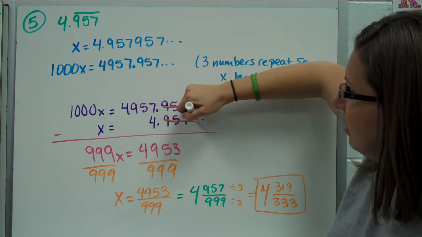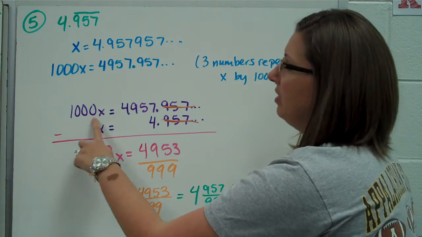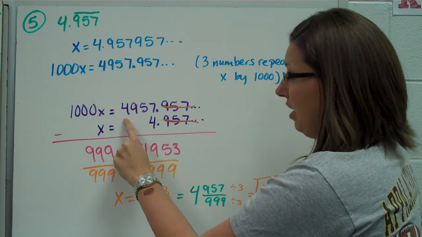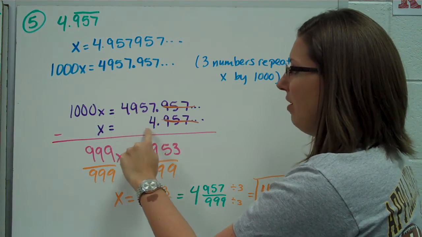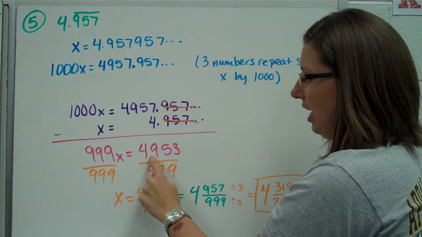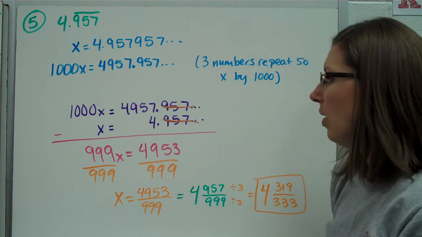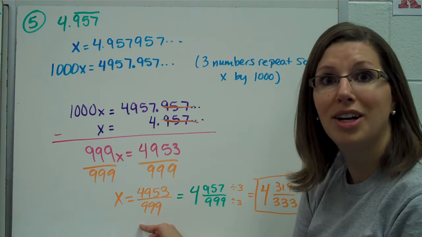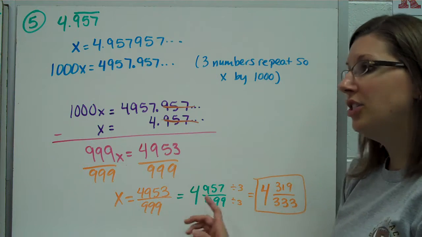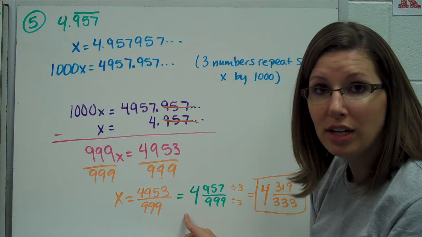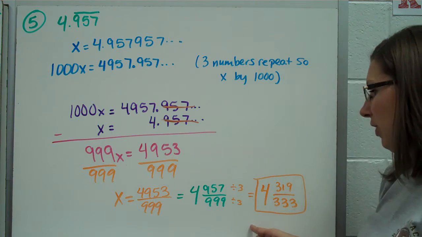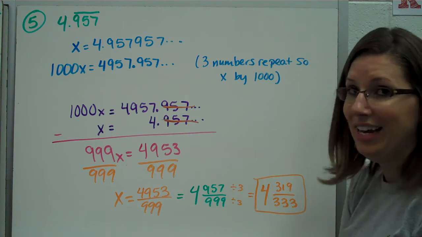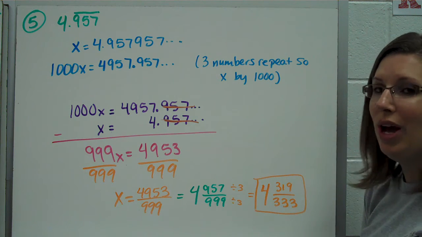Our repeating part cancels. And now I have 1,000x minus x, which is 999x. 4,957 take away 4 is 4,953. So when I solve for x, I've got 4,953 over 999. I can change that number into a mixed fraction, and then I can reduce my mixed fraction, and I've got 4 and 319 over 333.